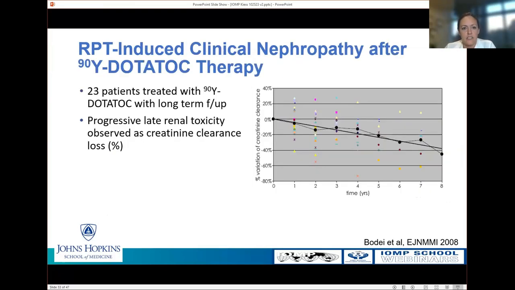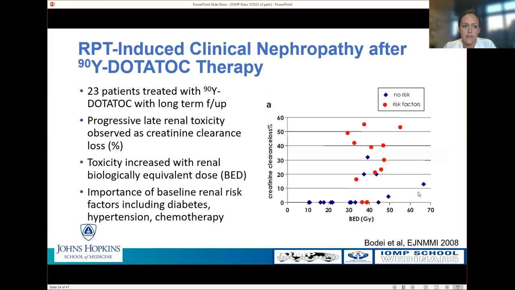There is some evidence based on retrospective data about late clinical nephropathy after somatostatin receptor targeted therapy. This is a nice study from Lisa Bodei of patients who had yttrium 90 dotatate that had long-term follow-up, and this shows the time course over 8 years and the gradual decrease in creatinine clearance over that time. And the toxicity rates were correlated with the biologically equivalent dose to the kidney. And this is one of the few studies that actually reports dose versus response in biologic effective dose, not equivalent. And there's also the relevance of the baseline renal risk factors, including diabetes, hypertension, and chemotherapy.